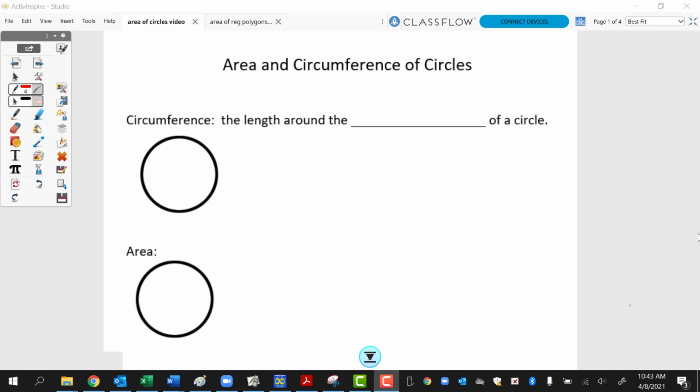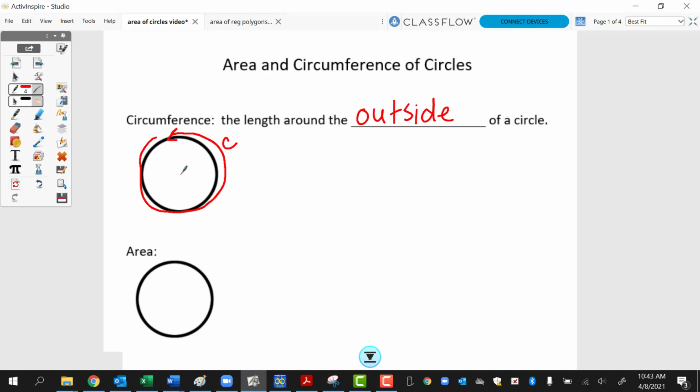Okay, the next shape we're doing area of is circles. So we're doing area and perimeter. Now we know in circles that perimeter has a different word for circles. Circumference is the length around the outside of the circle, which is like perimeter. Around the outside, that's the circumference.